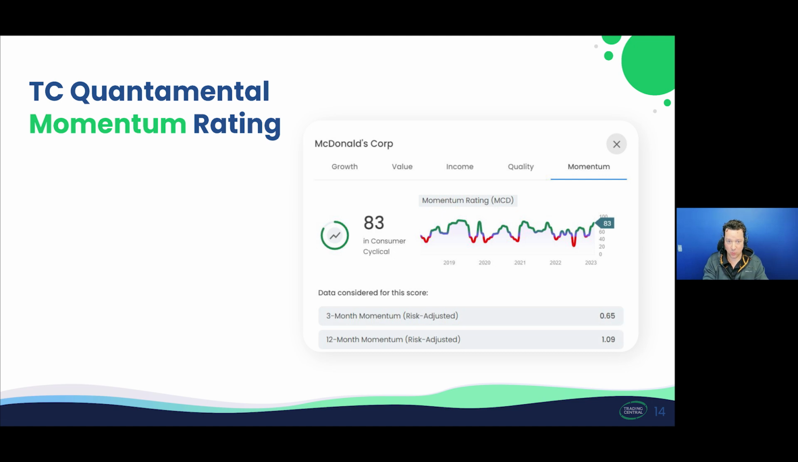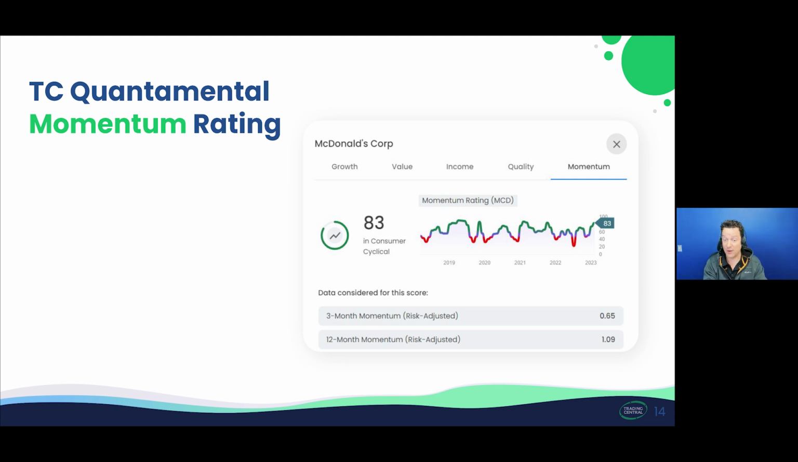And for those that don't know, risk adjusted refers to a way of measuring an investment's performance by accounting for the level of risk taken to achieve that performance. So it really ensures that returns are not just evaluated based on how much profit was made, or price acceleration, but how much risk was involved to generate those returns.